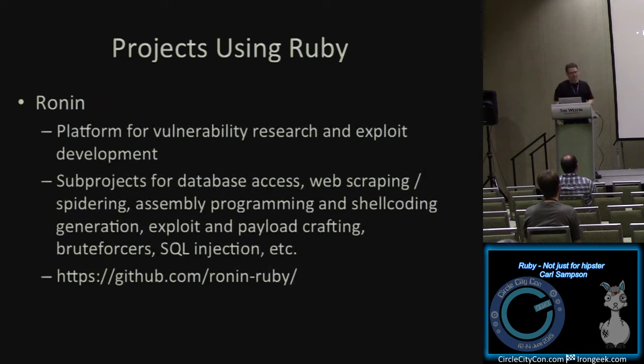Ronin. So Ronin's a platform for vulnerability research and exploit development. There's lots of cool sub-projects that do everything from database access, web scraping, exploit crafting, SQL injection. There's one that will generate SQL injection strings based on its own DSL that you could do fun things with and target towards specific databases.